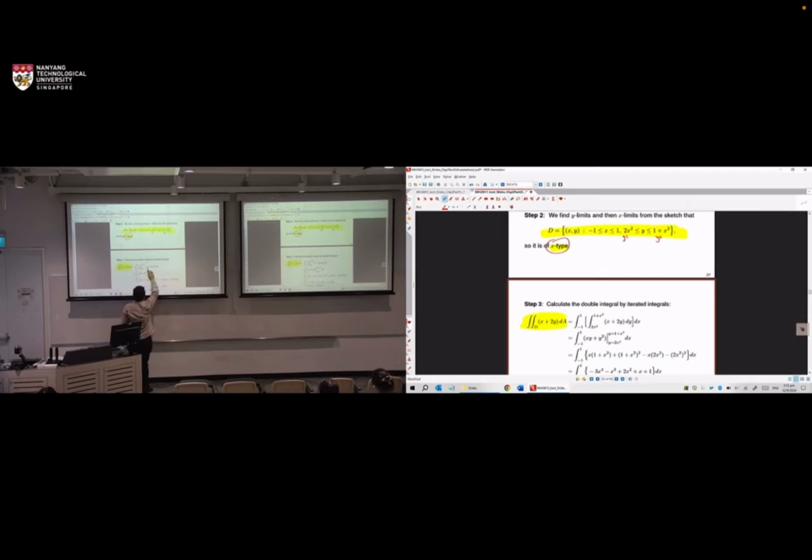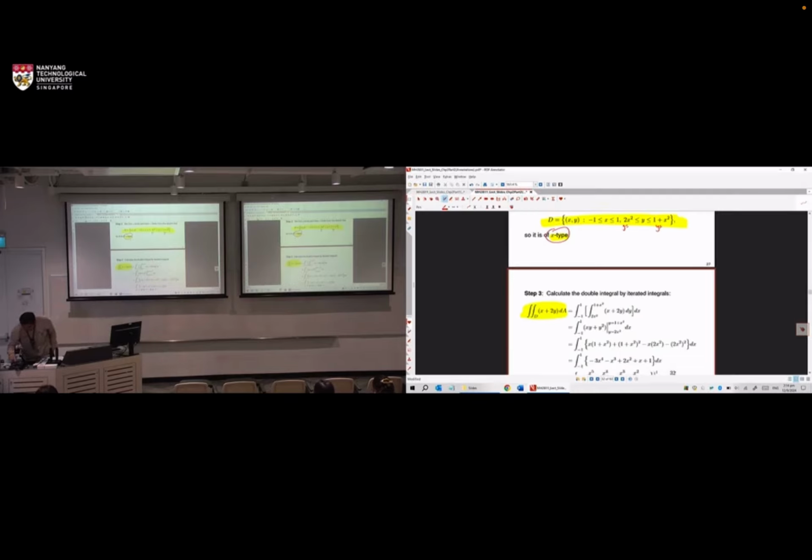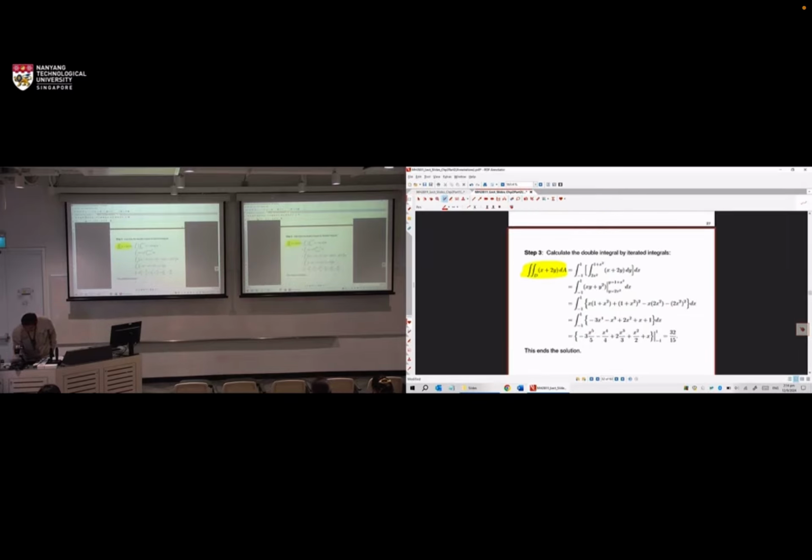Integrate x plus 2y with respect to y. So x is just a constant, so you get xy. 2y becomes 2y squared over 2, so it becomes y squared. Then you evaluate it with the lower limit 2x squared and the top limit 1 plus x squared. You substitute all the y with the top and bottom limits, then you minus off. Everything is written out nicely for you. I usually type out everything nicely for you already. And then you simplify.